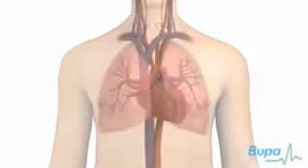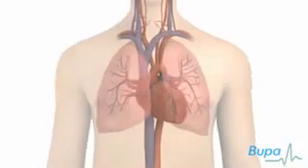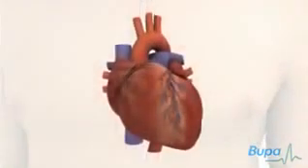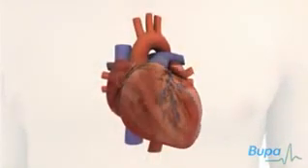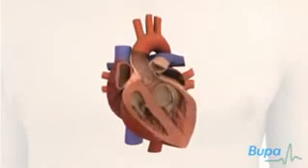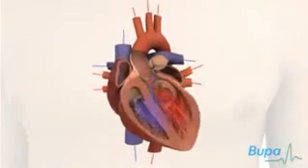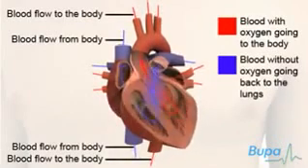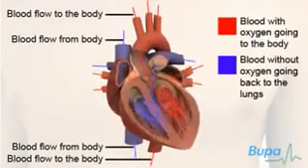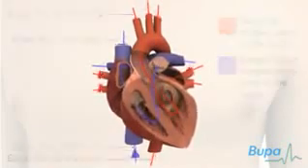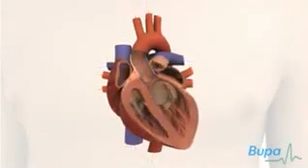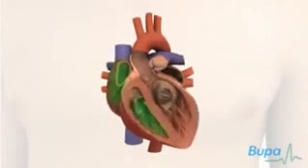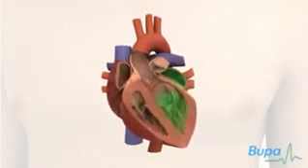Your heart is a muscular organ which lies in the center of your chest. It pumps blood containing oxygen from the lungs to the body and passes blood without oxygen back to the lungs to absorb more oxygen. To do this effectively, your heart is divided into 4 compartments or chambers. There are 2 chambers on the right side of the heart and 2 on the left.